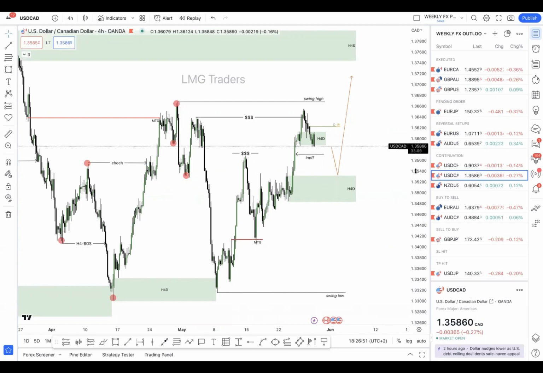I'm actually trading. Let me just jump to the commodity section and show you guys what I do have on the commodity section.